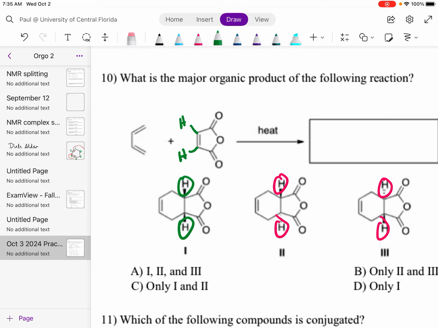And what's the relationship between those two hydrogens with respect to that alkene? Do you see how they're cis to one another? So they have to be on the same side of the product. Okay. And so all the other answer choices are showing that they're on opposite sides of one another. So the correct answer is that guy. Remember, the stereochemistry is retained on the dienophile.